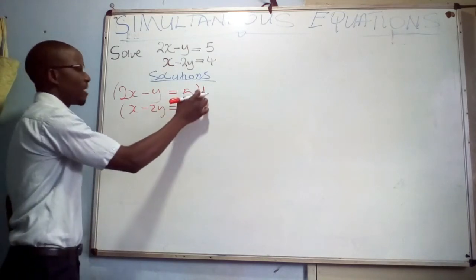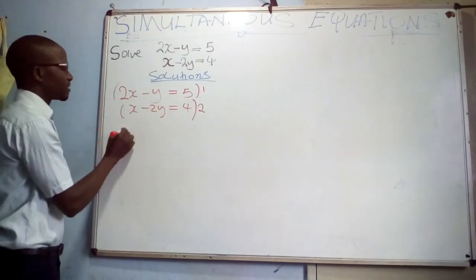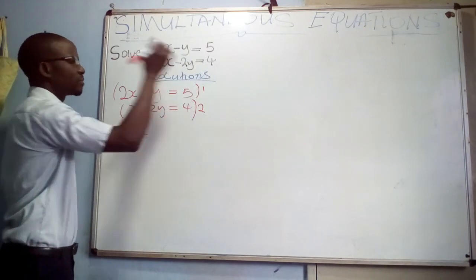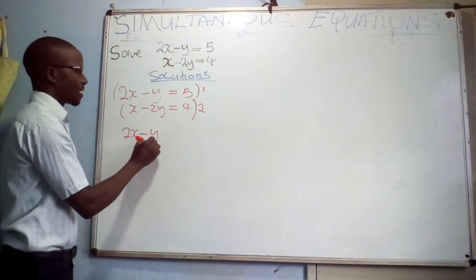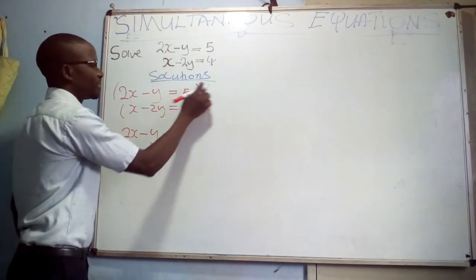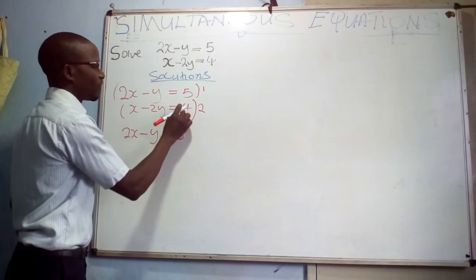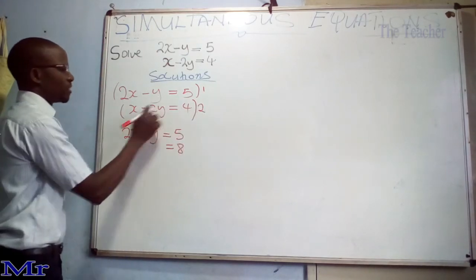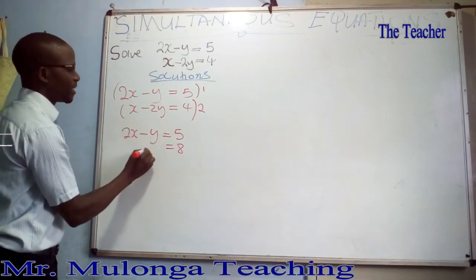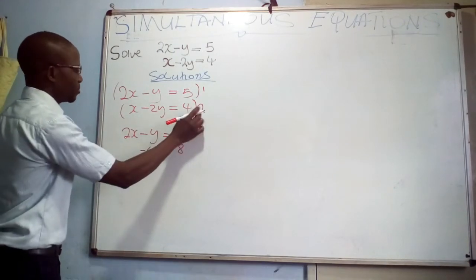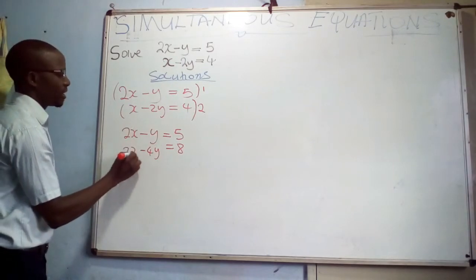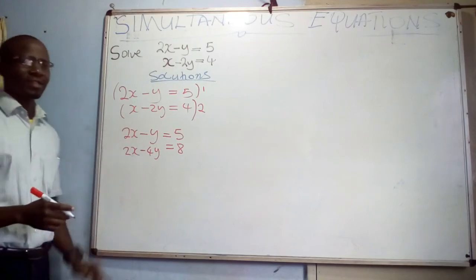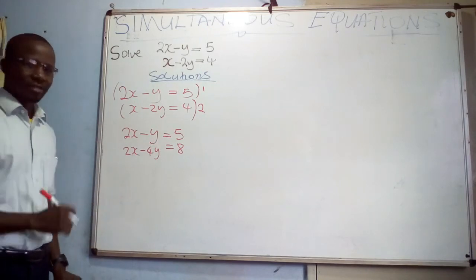So we have 1 times 2x, giving us 2x, minus y times 1, giving us y, equals 5 times 1, which is still 5. 4 times 2 is going to be 8. 2 times negative 2y is going to be negative 4y. 2 times x will be 2x, like that. At this point, we have balanced coefficients for x.